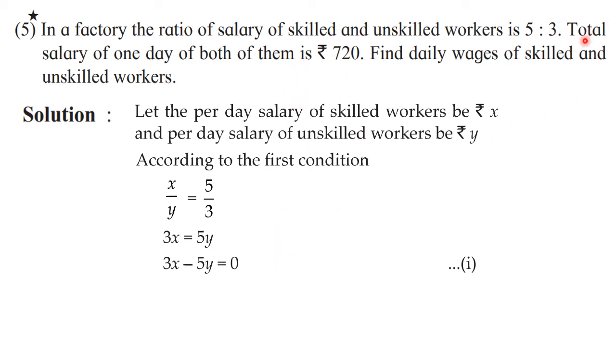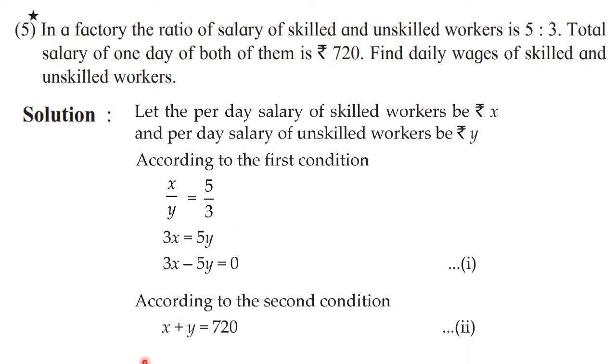Now let us think about the second condition. Total salary of one day means salary of skilled worker plus salary of unskilled worker. That means X plus Y, which amounts to rupees 720. So by the second condition we can write X plus Y is 720. This was very easy to frame; here you need to convert. So this is equation number 2.